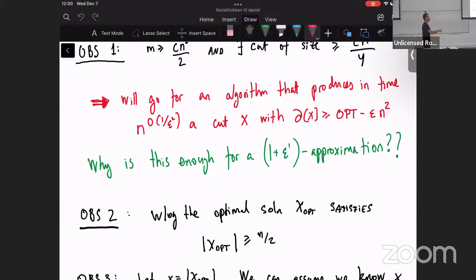So the assumption we made is that every vertex has degree at least cn. So we're doing max cut in graphs of high minimum degree.